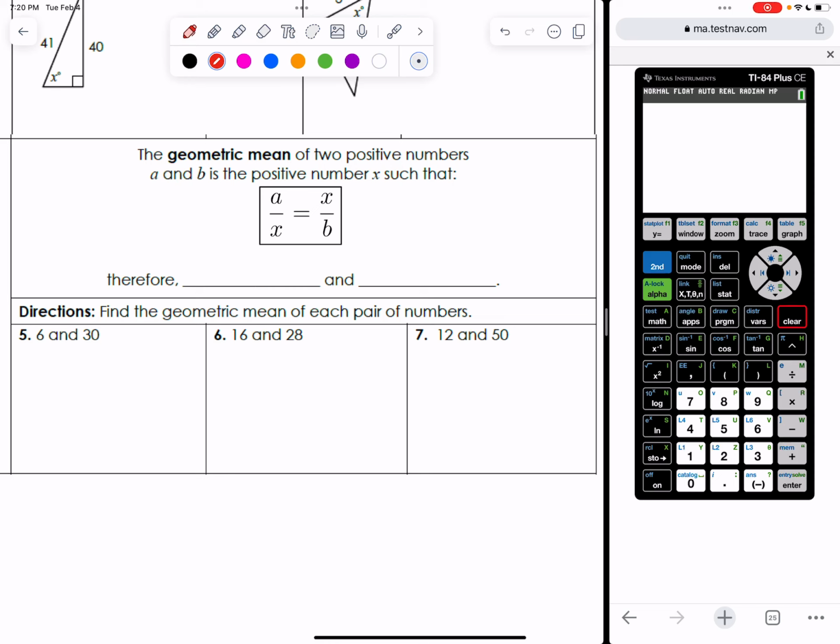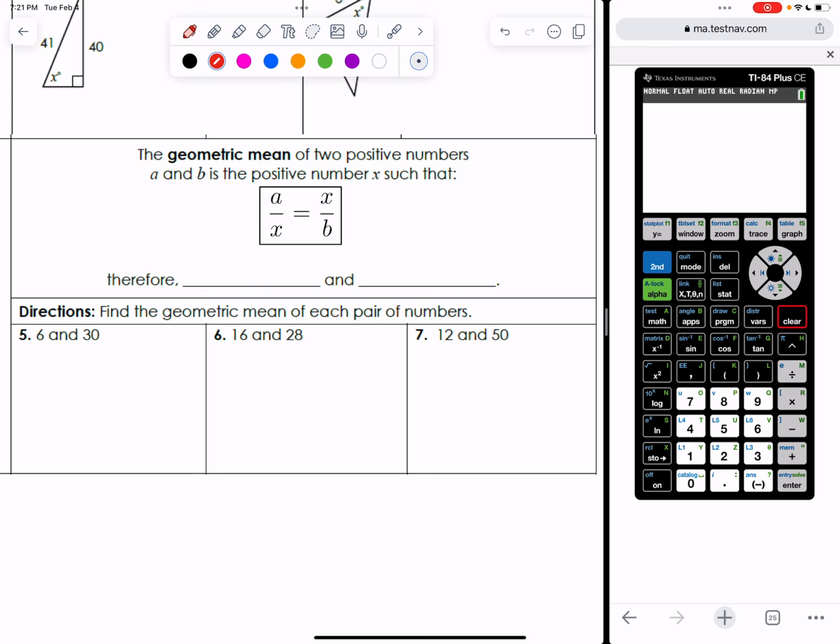All right, so today we're going to be talking about geometric mean. Now, geometric mean is different than the mean that you guys are used to hearing. The mean that you guys have come to know as mean is when we take a data set and add up all those numbers together and then divide by the total number of data values that are in that set.